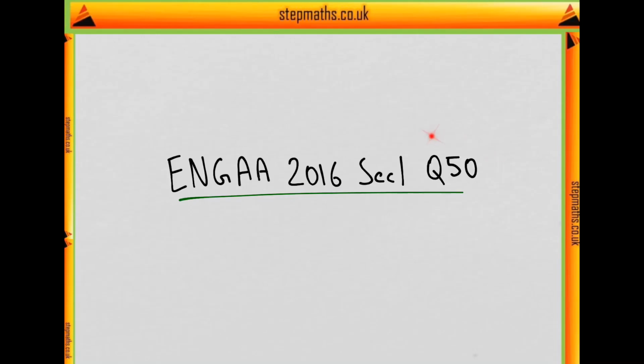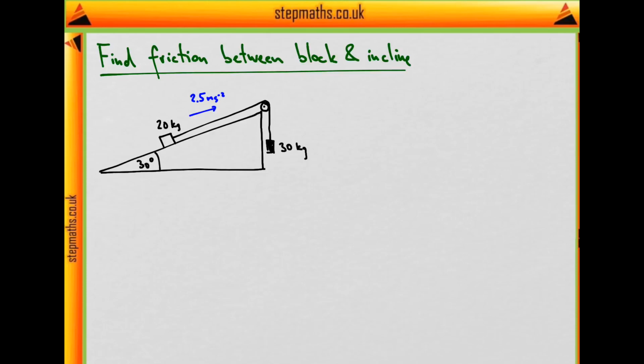In this video, we'll look at question 50 from the 2016 exam. In this question, an object of mass 20 kilos is pulled up a rough plane, which is at 30 degrees to the horizontal. We know that it has an acceleration of 2.5 meters per second squared, and it is attached to a rope, which goes around a pulley at the top, and the other end is attached to a load of 30 kilos. We are supposed to find the force of friction between the block and the incline.